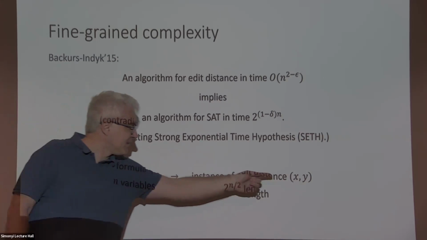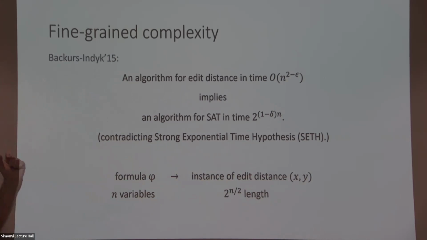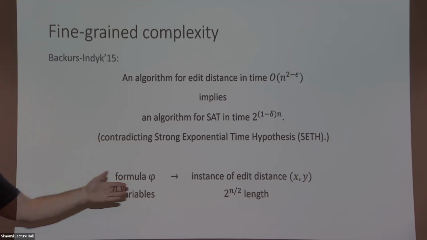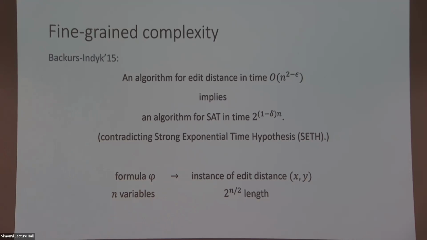The strings x and y consist of small blocks, and each block corresponds to a partial assignment of these n variables, like first half, second half. That's why you have 2 to the n/2. And the point is there is some clever encoding, so that if you have two assignments which satisfy the formula, you get a small edit distance. And if none of them do, then all the edit distances are big. So if you combine it in the right way, if the formula is satisfiable, there is a good match which brings down the edit distance, and otherwise the edit distance is large. So you can distinguish whether there is satisfiability. And that goes to this quadratic search in the algorithm.